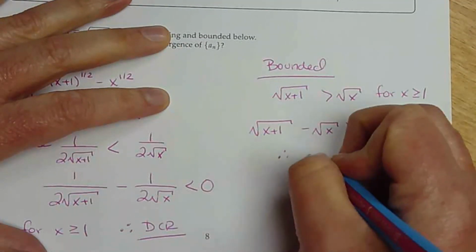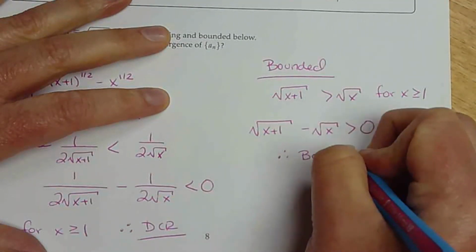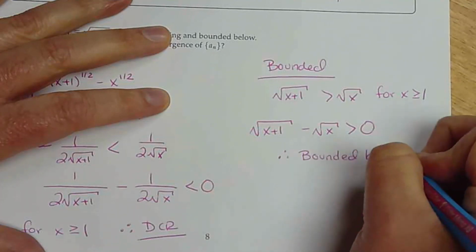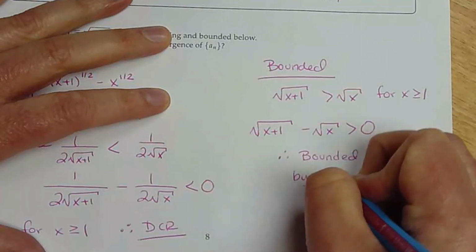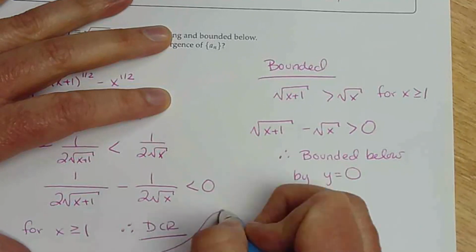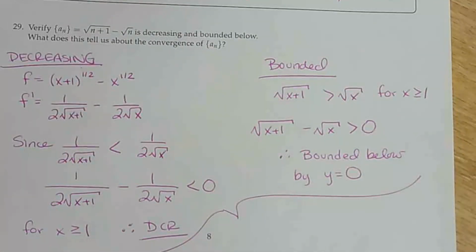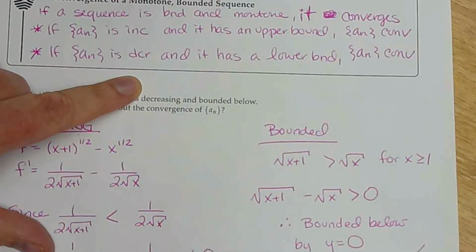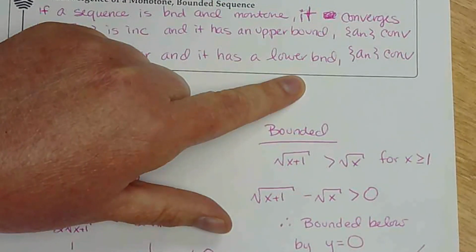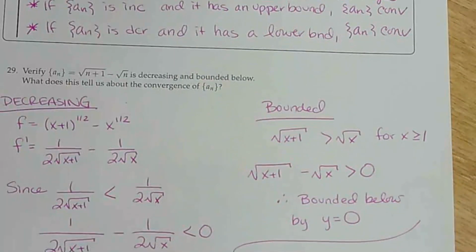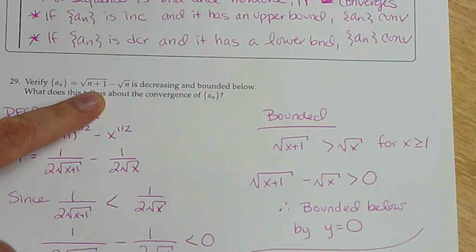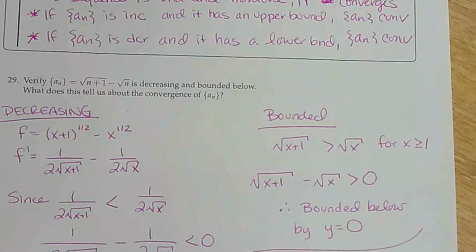Therefore, I know my function is bounded below by y equals 0. So I have that my function is decreasing and it has a lower bound. So this is going to tell me that this square root of n plus 1 minus square root of n sequence is also going to converge based on that.